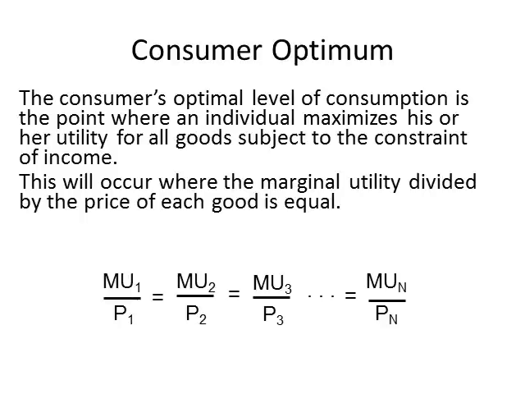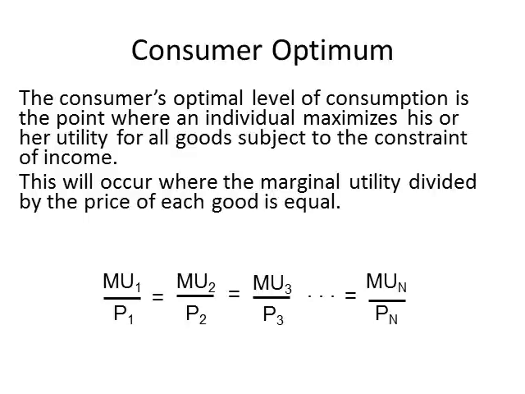The rule for finding the optimal level of consumption for an individual is to find the amount of each good where the marginal utility of the good divided by the price is equal to the marginal utility of all the other goods divided by the prices of all the other goods, subject to the person's income.